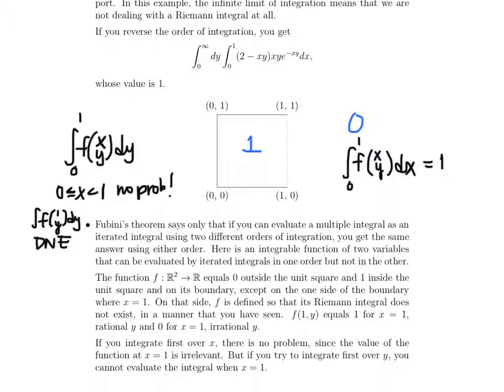But of course, you might suspect that since this fumble, this interference, occurs on a set of volume 0, the value that we get when we are able to compute the integral is the value of the integral itself, and we will go through step by step why that is in this case.